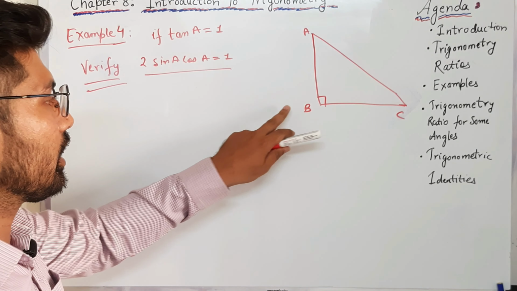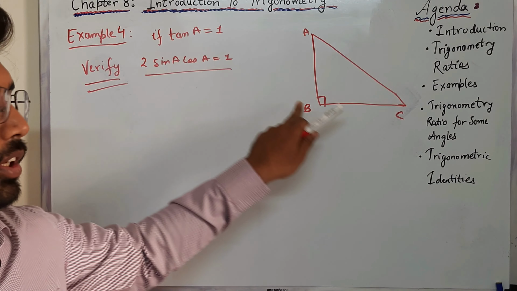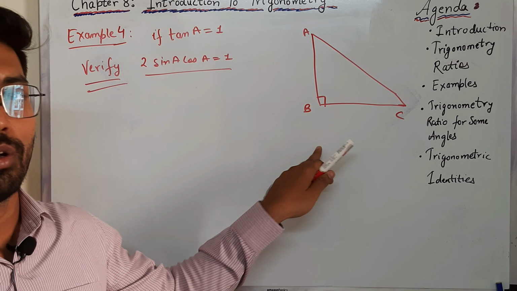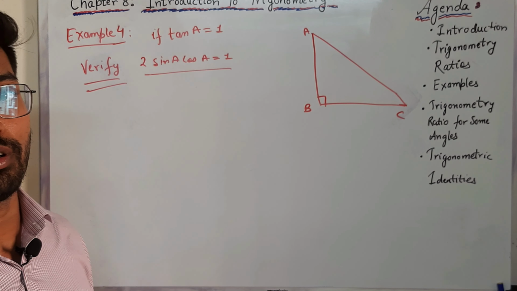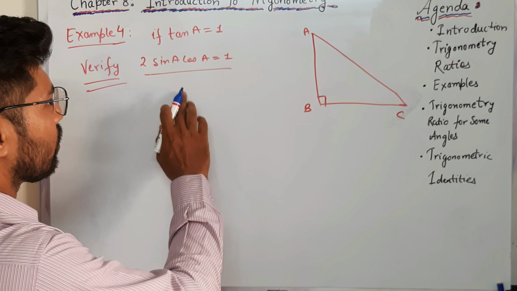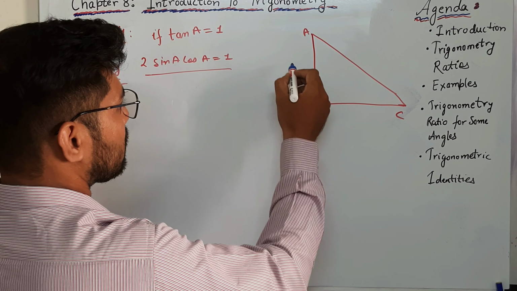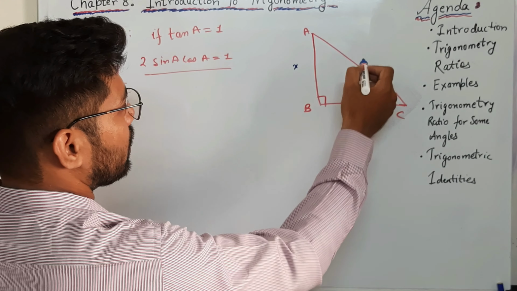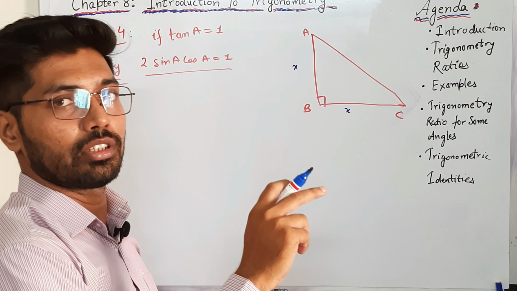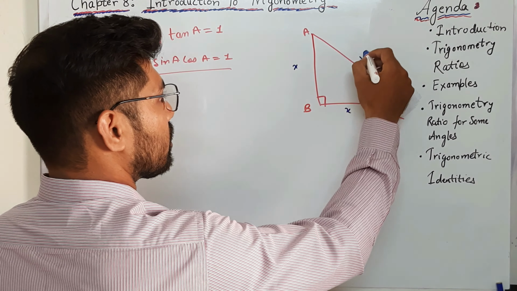Okay guys, now go to our next question. In this we have a right angle triangle ABC, right angle at B, and we are given tan A is equal to 1. Now we need to find whether 2 sin A cos A is 1 or not. So let's try. Tan A we know, for example this is x, so this will also be x, and the hypotenuse will be the square root of x square plus x square, which is 2x square, so root 2 x.